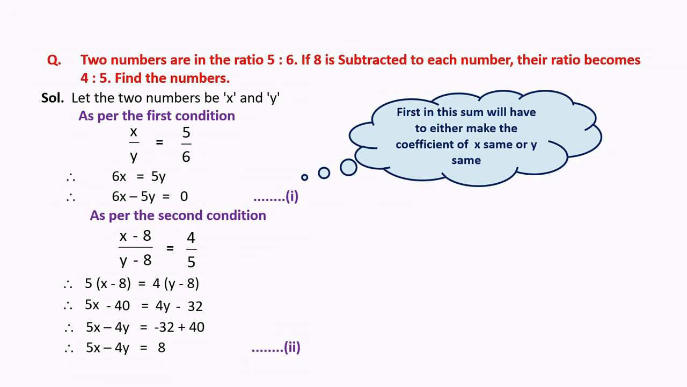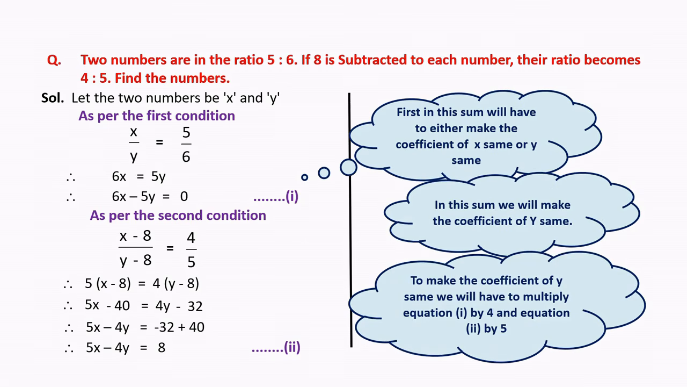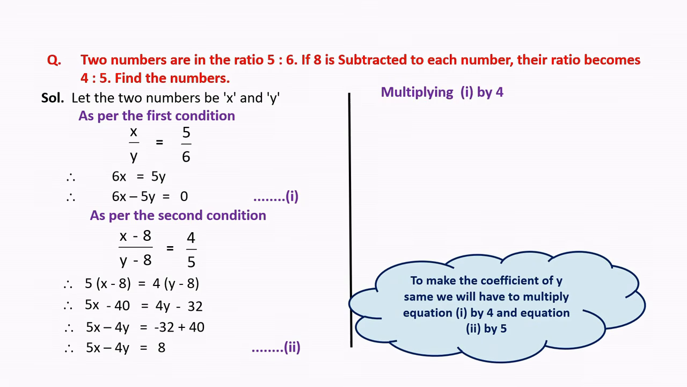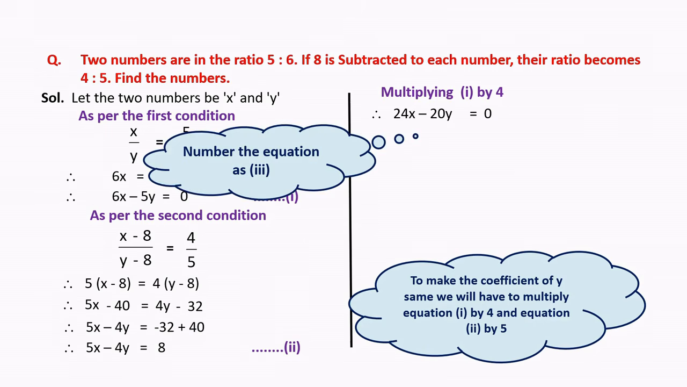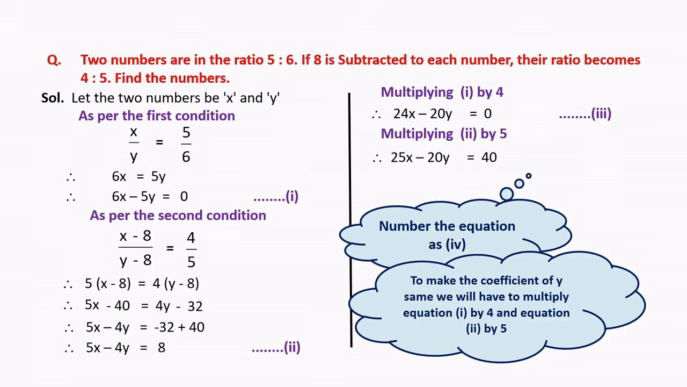Now, we will solve these equations using the elimination method. First, we make the coefficients of one variable the same. Here, we will make the coefficients of y the same. So, multiply the first equation by 4. 24x minus 20y equals 0. Multiply the second equation by 5. 25x minus 20y equals 40.